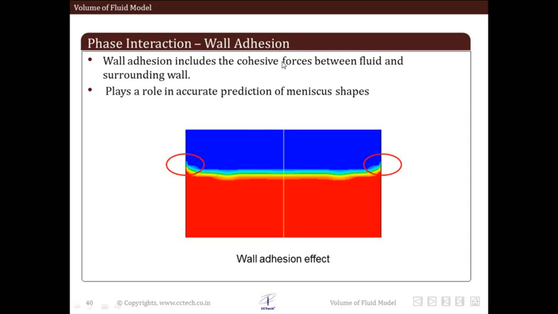Next force or next interaction between phases is the wall adhesion. Wall adhesion arises because of cohesive forces between fluid and the surrounding wall. If we take the wall adhesion option in Fluent, it includes these wall adhesion cohesive forces between the fluid and surrounding wall.